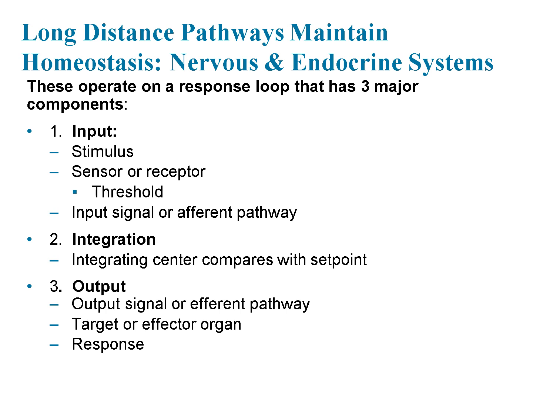The decision made by the integrating center triggers an output signal, which travels through an efferent pathway to a target or effector organ. For example, the output signal may cause the heart to beat faster, muscles to contract, or glands to release hormones. This leads to a specific response that restores homeostasis. This feedback system ensures that the body can respond dynamically to changes and maintain internal stability, whether through immediate actions via the nervous system or longer-term regulation through hormones in the endocrine system.